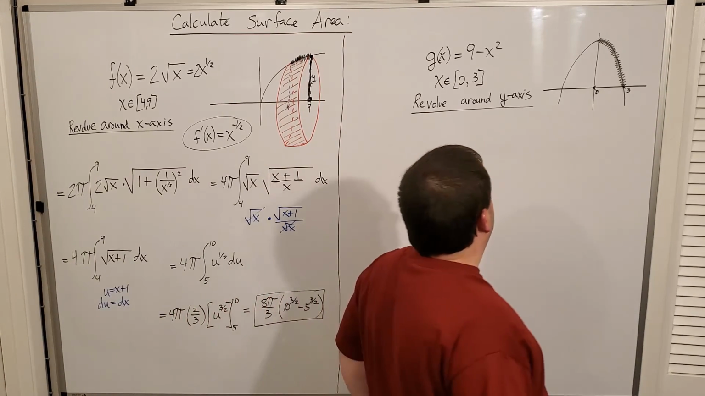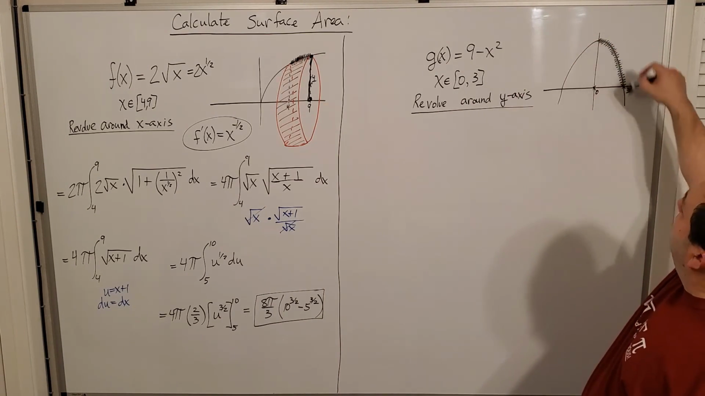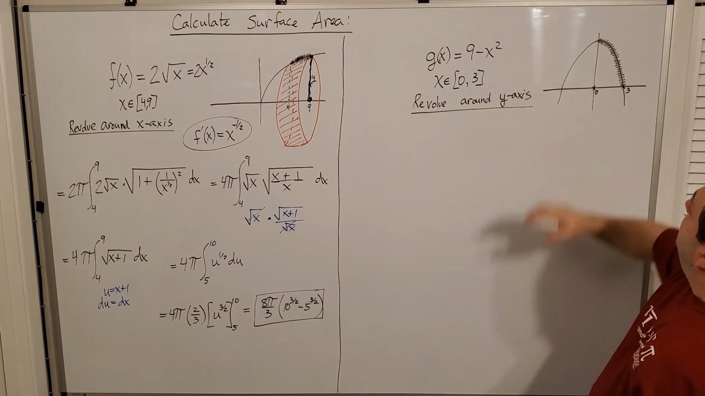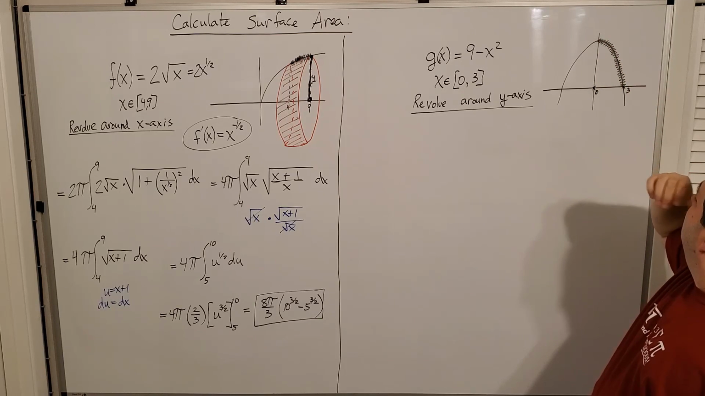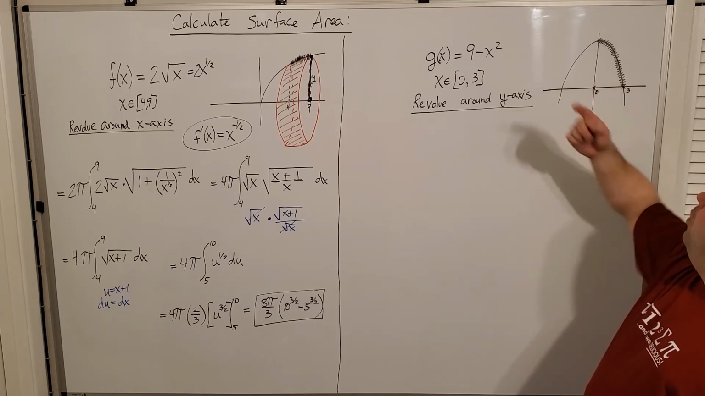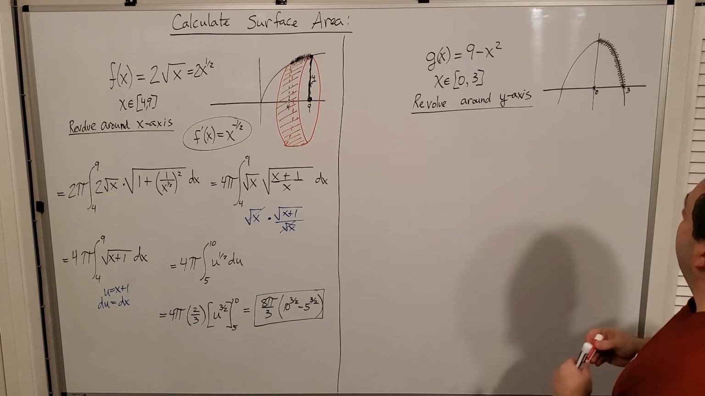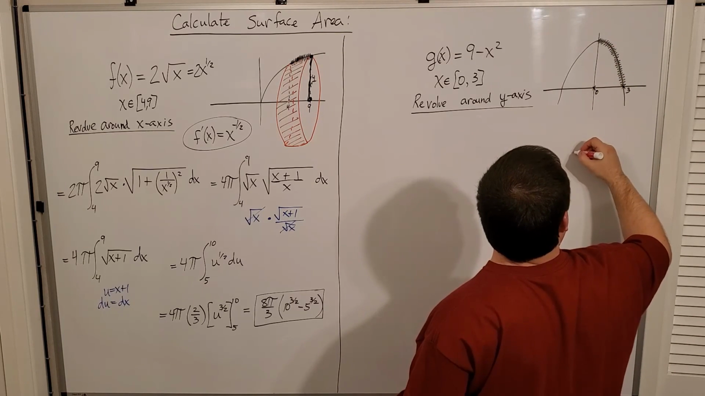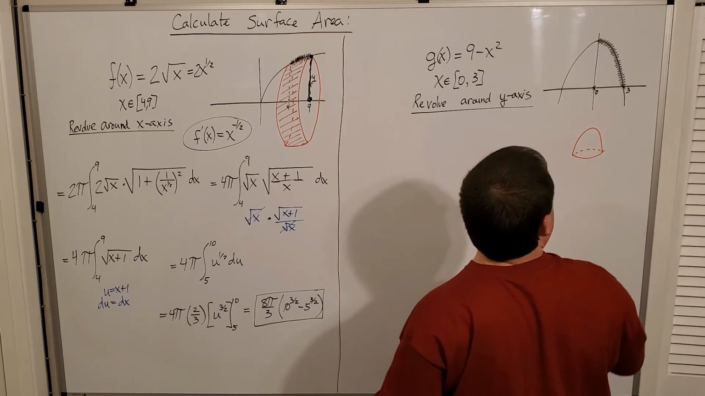One more example. I want to take the function g of x equals 9 minus x squared, right? Downward facing parabola, on the interval from 0 to 3, which happens to be y intersection to x intersection there. And I want to revolve it around the y-axis, right? So basically, I'm going to get the cup shape, right? A downward facing cup shape like this.